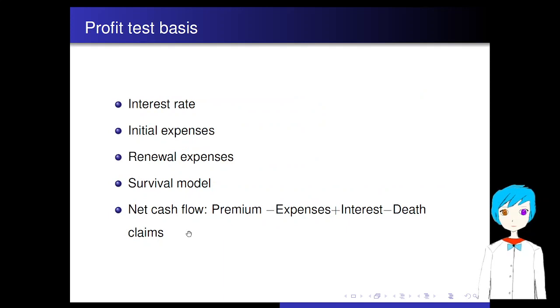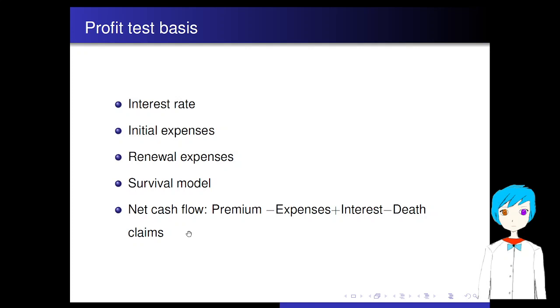One important thing for the insurance company to devise policies is to perform profit tests. In order to perform profit tests, we need a profit test basis, or the assumptions we need. First, we will need the interest rate, the initial expenses right after setting up the insurance policy, and the renewal expenses for each year. We also need the survival model, the survival probability, and the death probability.